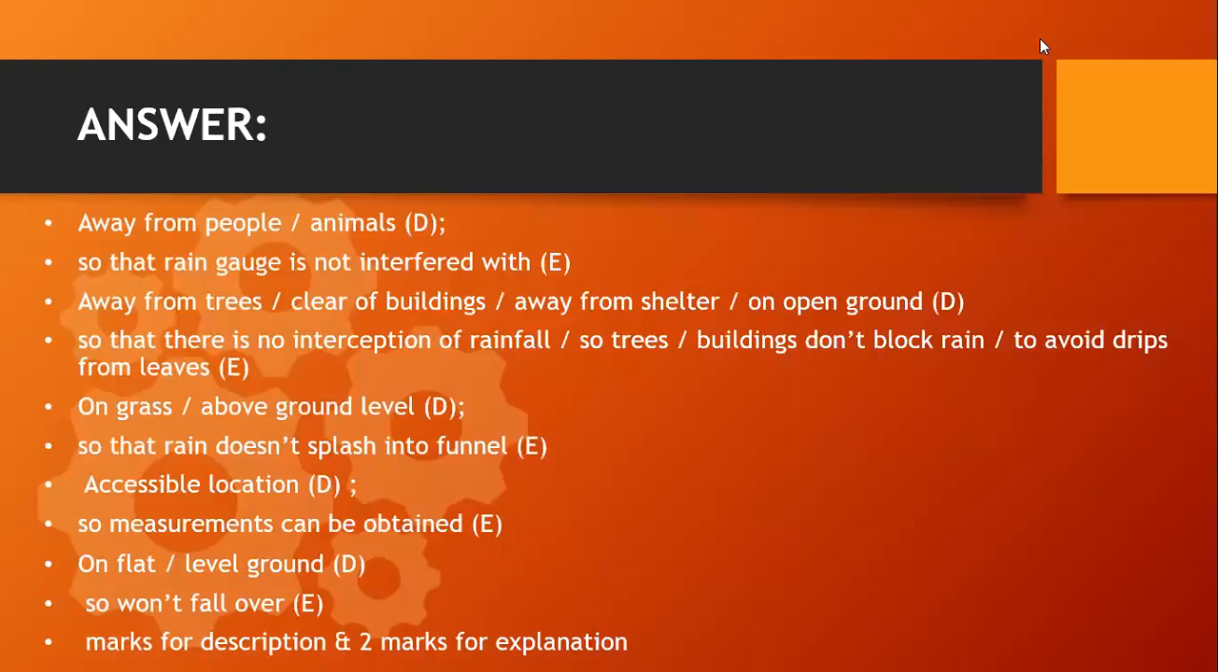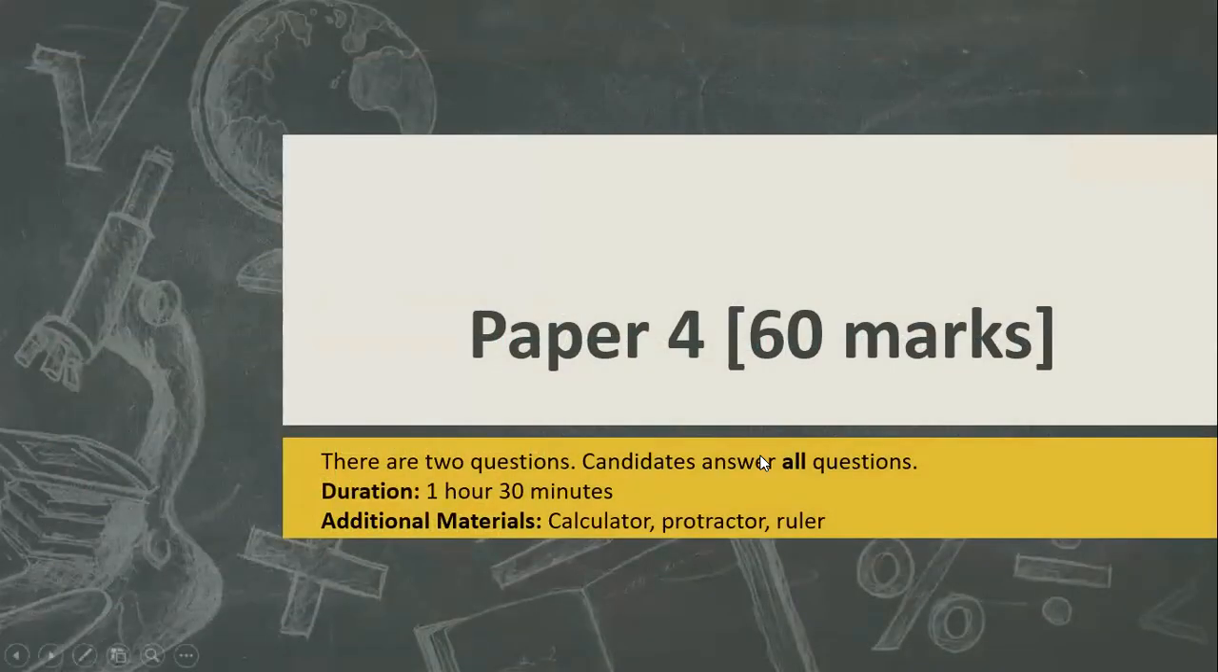Okay guys, this is one of the examples of a paper 4 question, and now I'm going to explain further on paper 4. As we know, paper 4 carries 60 marks. There are 2 questions. Candidates should answer all questions. And the duration will be 1 hour 30 minutes. And the additional materials you should bring should be a calculator, protractor, and ruler.